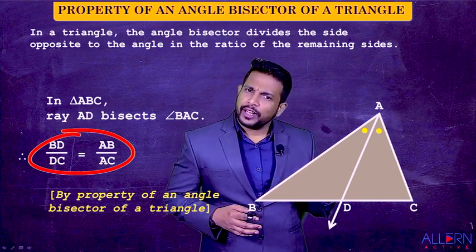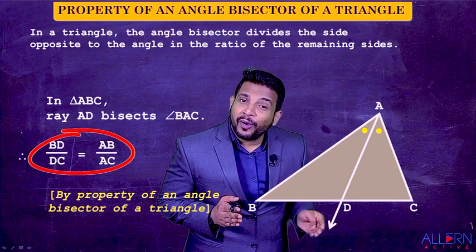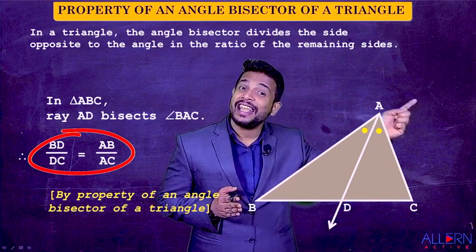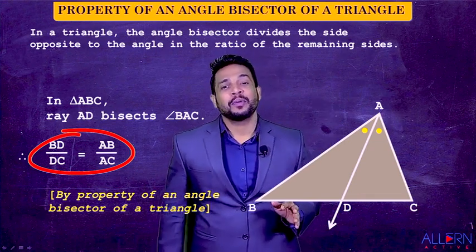The other way is you can start from C. Now, if you start from C, it would be CD upon DB. Again, the next ratio, start from C. So it would be CA upon AB. This is the best way of writing it. You will never make a mistake. Right? Let's take an example now.